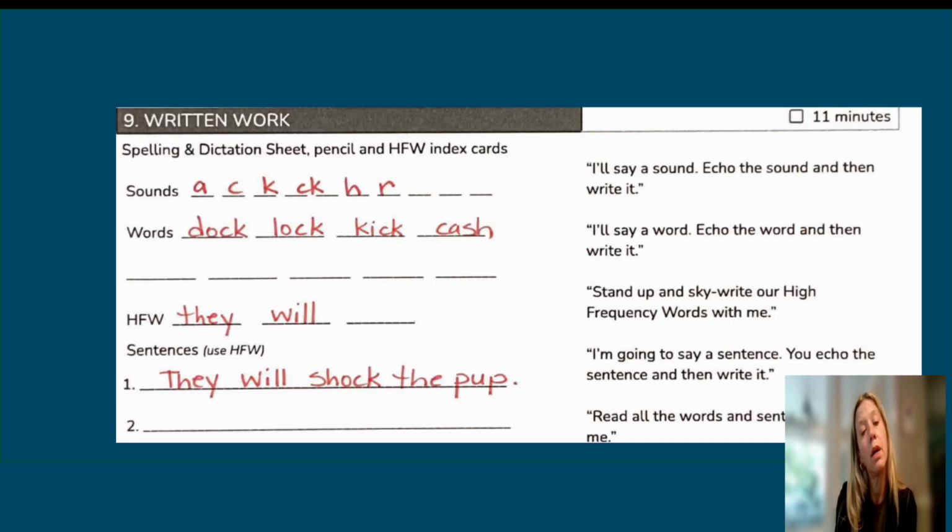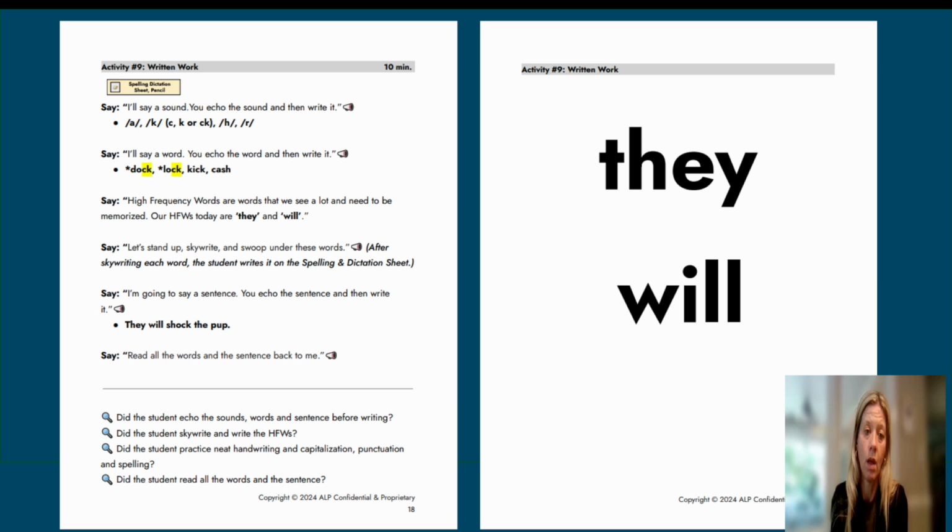And then written work is included as well, and it is done in the same manner as dictation work, where we're dictating the sounds, words, the high frequency word practice opportunities with air sky writing, and then we work on sentence dictation. And that's what the standard lesson looks like. You'll have the big visual of the high frequency word that is introduced, and there it is. It's awesome.